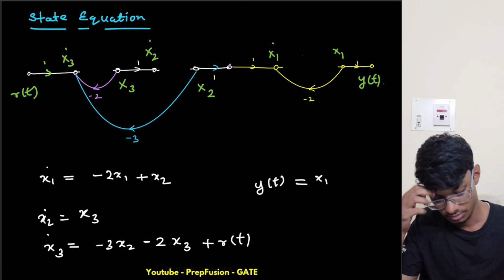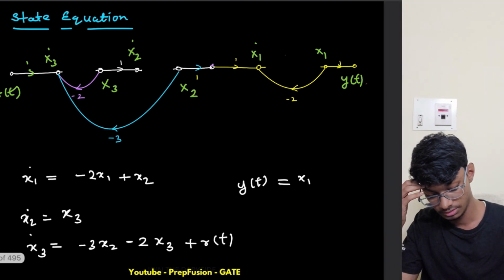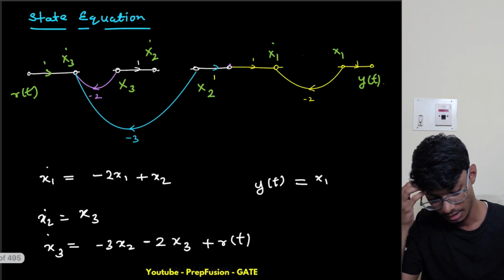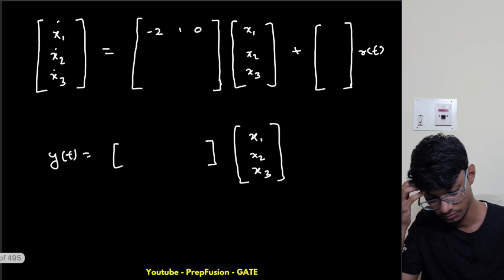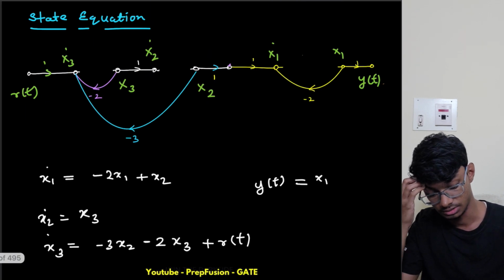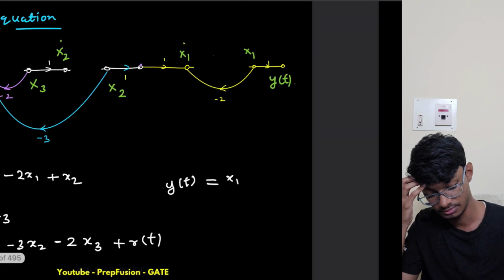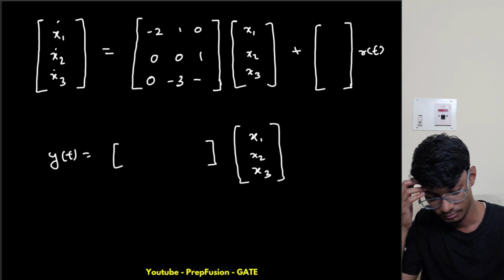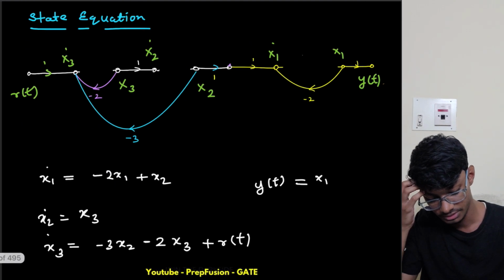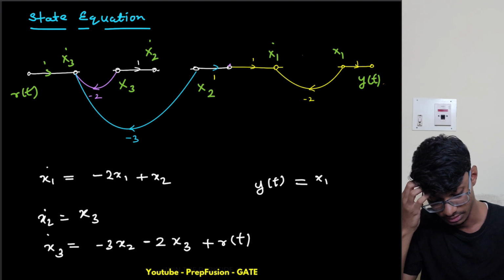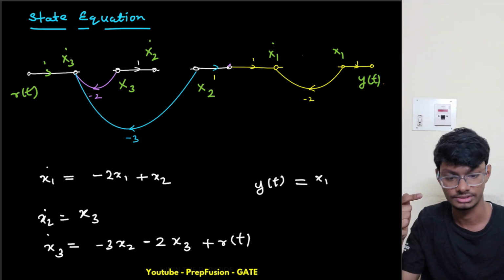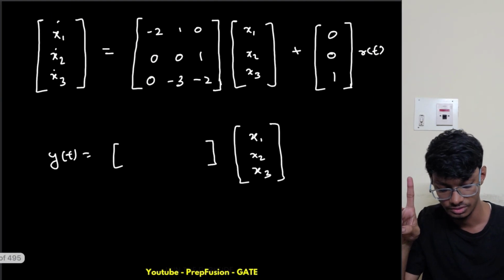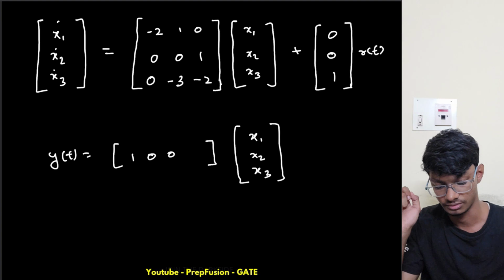So what will my A matrix be? From here, you write it: minus 2, 1, 0. Then the next row is 0, 0, 1, and this last row is 0, minus 3, minus 2. And what is my B matrix? r of t is related only to x3 dot, so it will be 0, 0, 1. And what is my C matrix? y of t is only 1, 0, 0, related only with x1 of t.